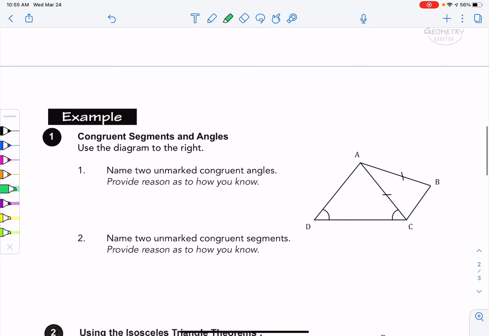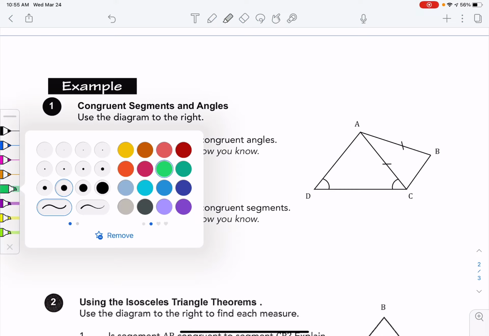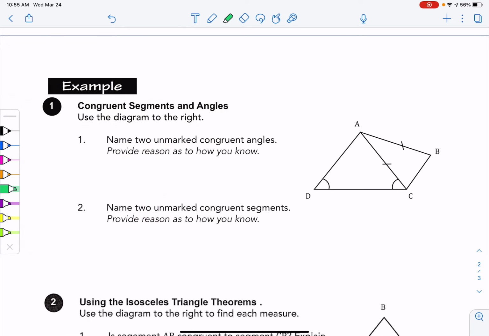Okay, moving on to the examples. The first example, we need to name two unmarked congruent angles. So we're going to look at this diagram. And I'm going to notice that right here, we have an isosceles triangle. I recognize that we have an isosceles triangle because I see that I have two congruent legs.